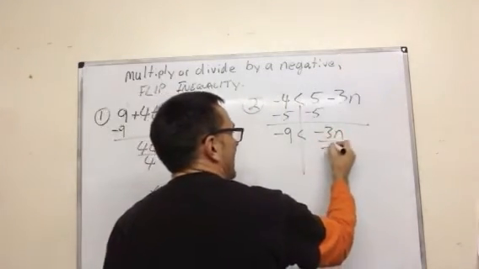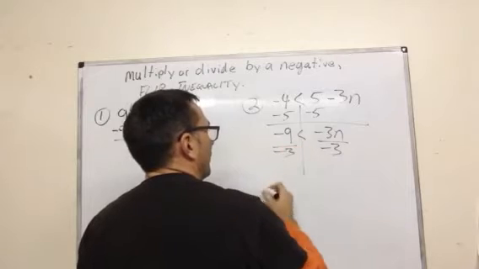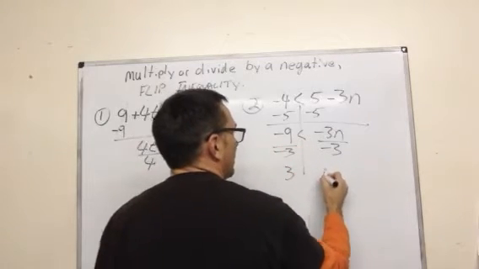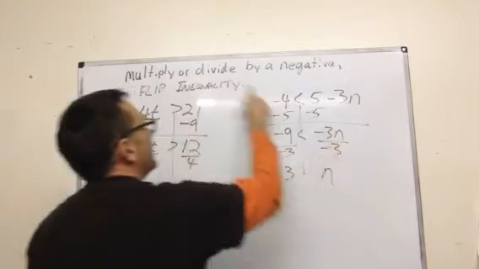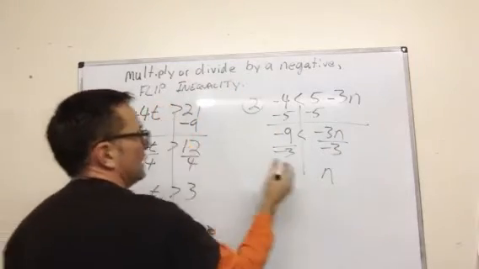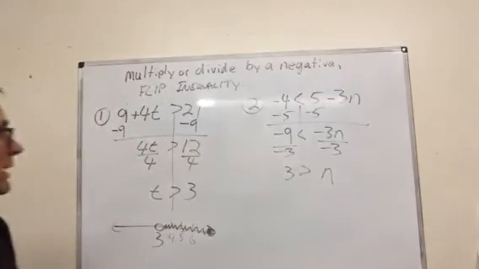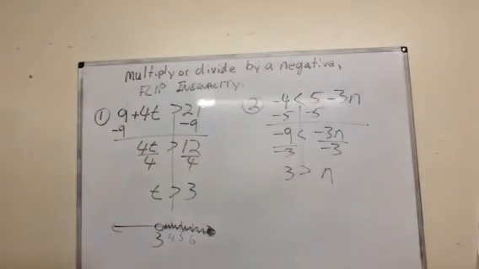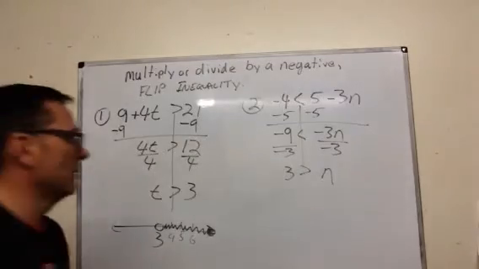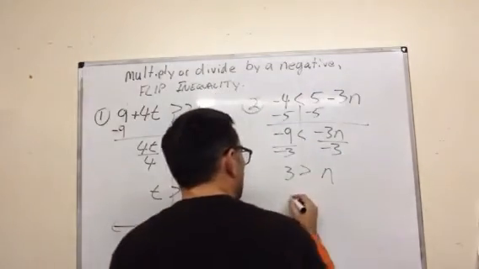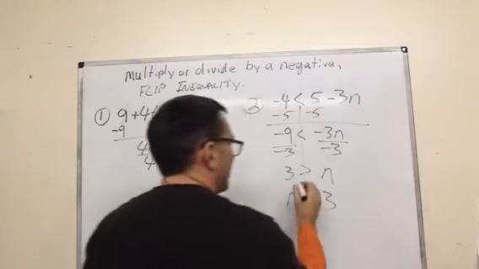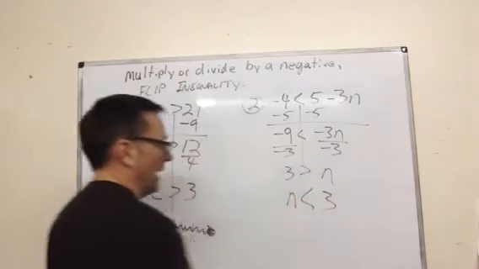Now, we divide by -3. Here we get 3. Here we get n. We divided by a negative number, flip the inequality. So we have 3 greater than n. But before we graph this, we want to make sure that the variable is on the left-hand side. So let's flip-flop everything. Remember, this is the flip-flop. Put the n on the left, the 3 on the right, and flip-flop.